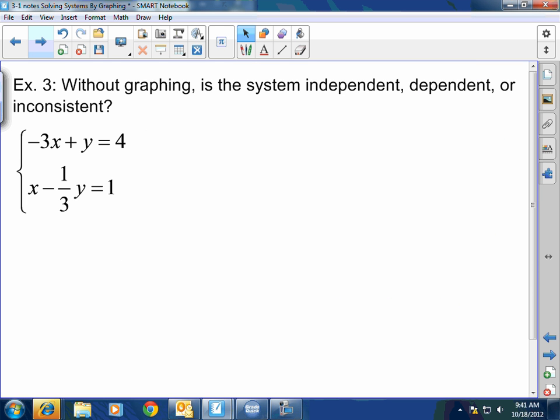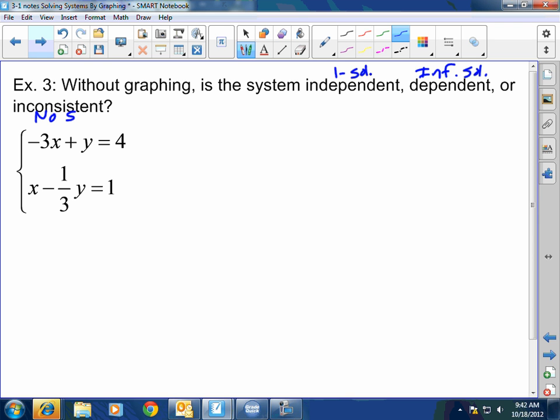Okay. Without graphing, guys, is the system dependent, independent, or inconsistent? Friendly reminder. Independent, one solution. Dependent, infinitely many solutions. Inconsistent, no solution. So we're going to solve for y. So y equals 3x plus 4. We're going to solve for y. So I'm going to subtract the x and then multiply by negative 3, guys. So this is going to be 3x minus 3. So what do we got here? They're parallel, so it's going to be inconsistent.